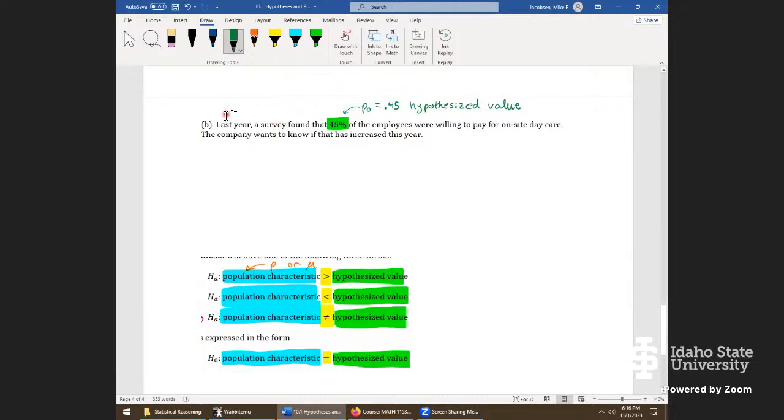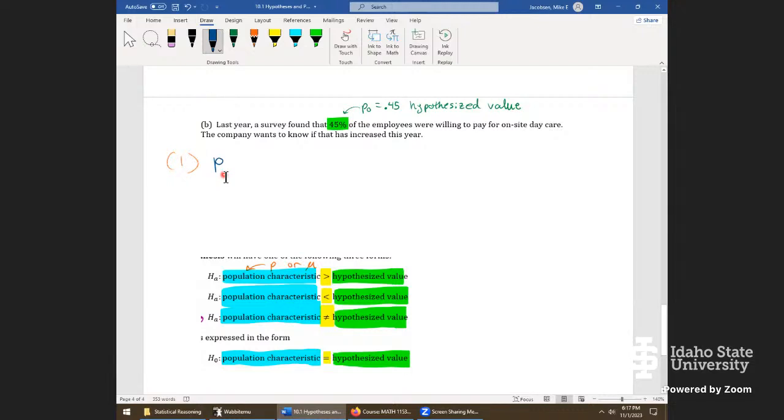So now that we have that down, let's see what else we have. The survey found 45% of the employees were willing to pay for on-site daycare. The company wants to know if that's changed. They really don't give us a lot of information for these, but we're only setting up hypotheses, so that's about right. But if we were given a percentage indicating categorical data, and you wrote something like a P0, next thing we should write down is P. We have the hypothesized value for the right-hand side, but now we need to say what exactly the population characteristic is itself. It's just like with confidence intervals.